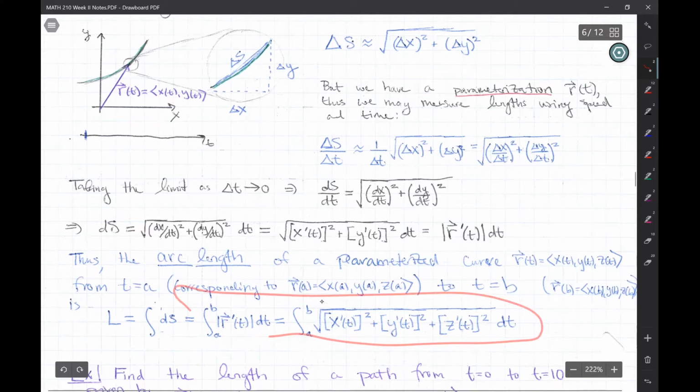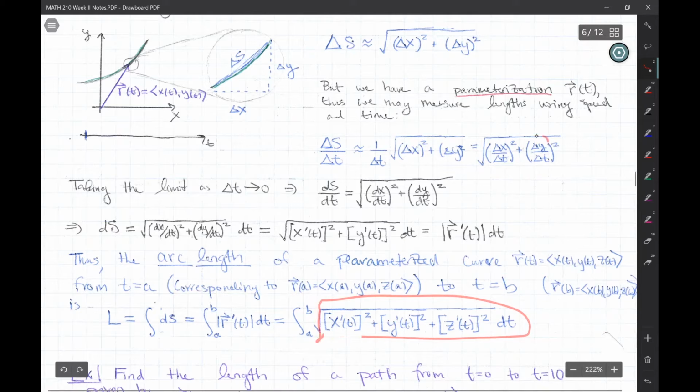the integral. So what you're seeing here is the speed. And this was in 2 dimensions up here, and now we just added the third. It's a straightforward way to add it. You just get an extra dz dt. And this represents the speed. This is the small amount of time.